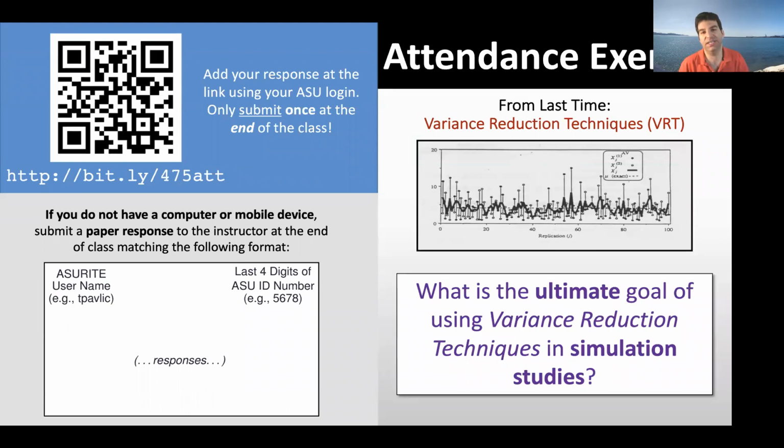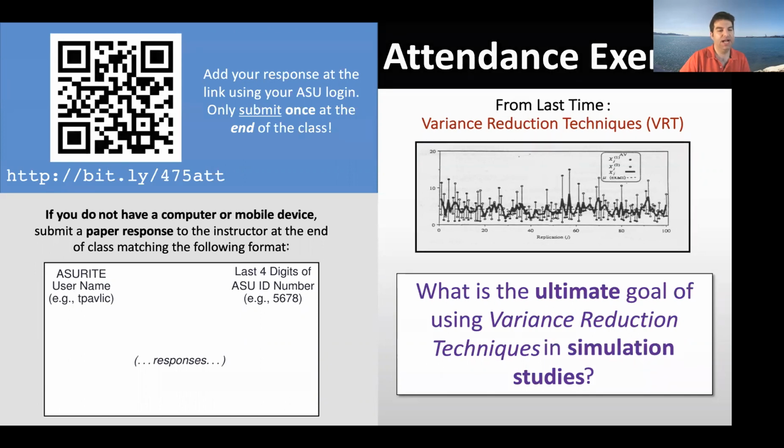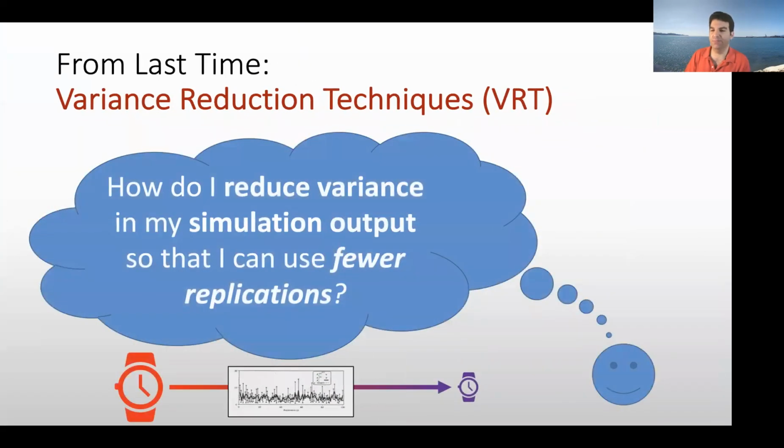So variance reduction techniques help us reduce the number of replications. That's the big point of VRTs: how do I reduce variance in my simulation outcome so that I can use fewer replications? I get the same quality results without running as many replications.